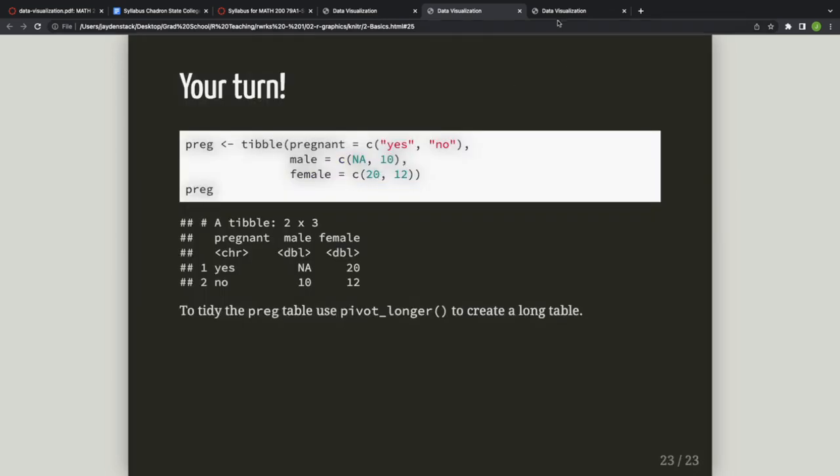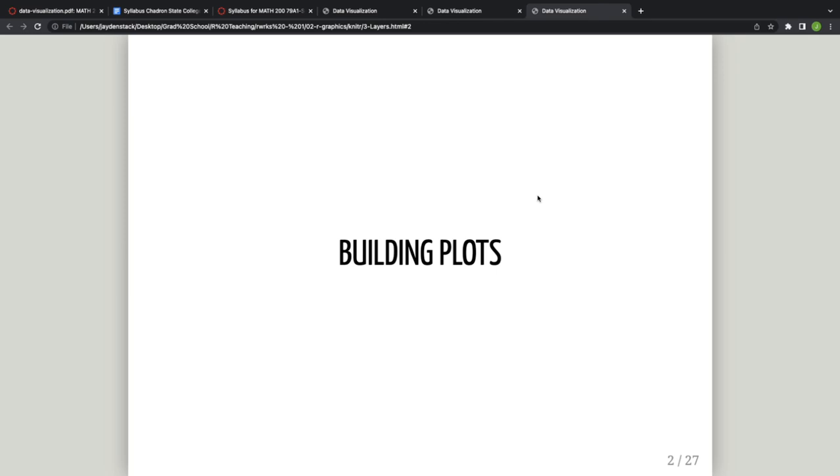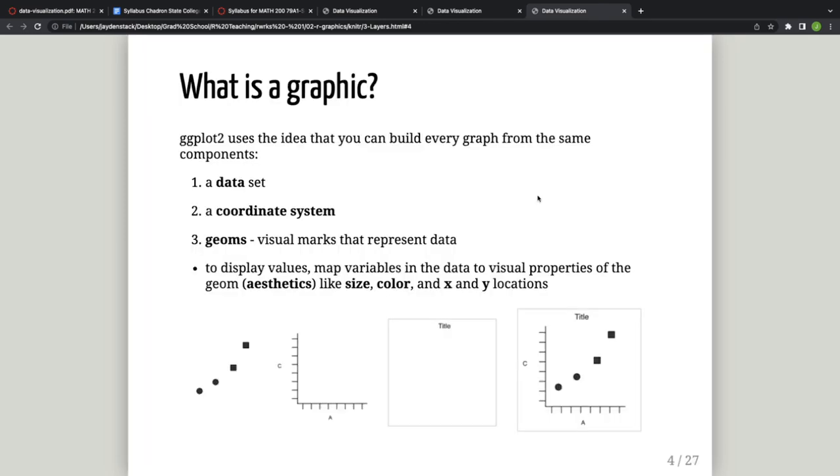Okay? So now let's actually build these plots that we have just now set up. Okay. Again, what's the underlying theory? What's our graphic? We have seen this before. You use the idea that you can build every graph from the same components: the data, the coordinate system, and geoms. We talked about this earlier.